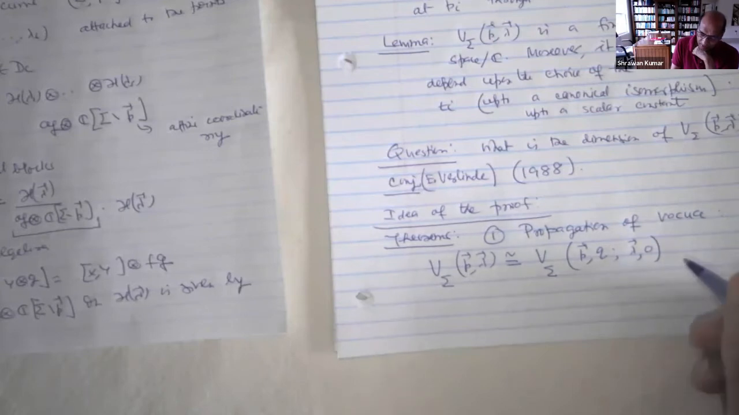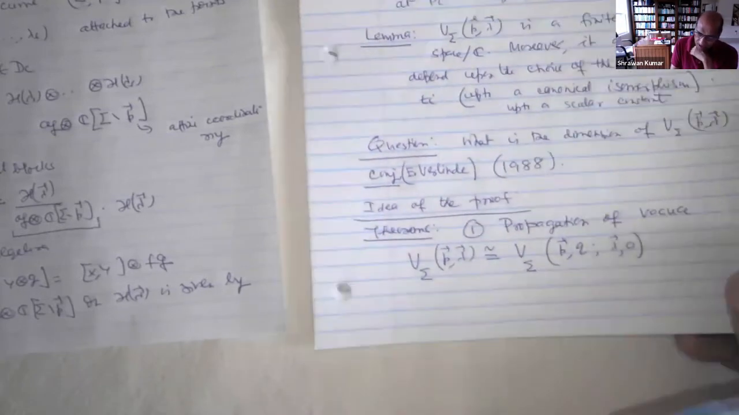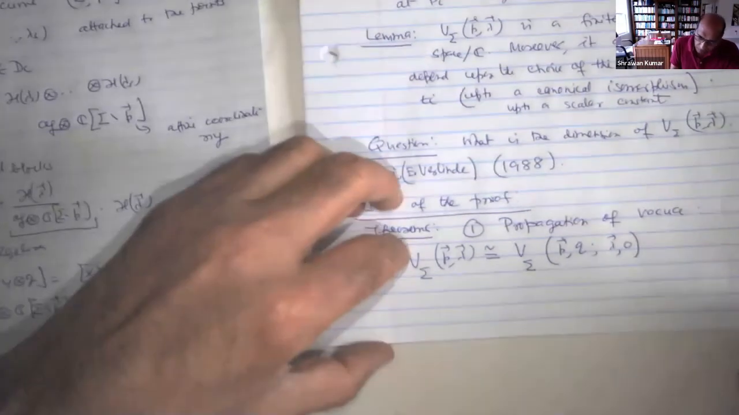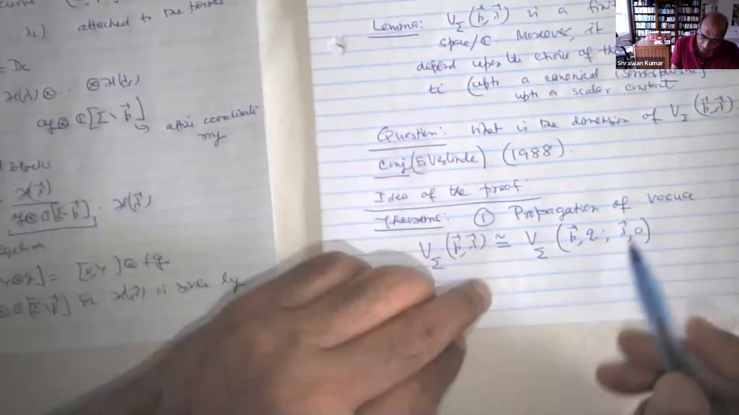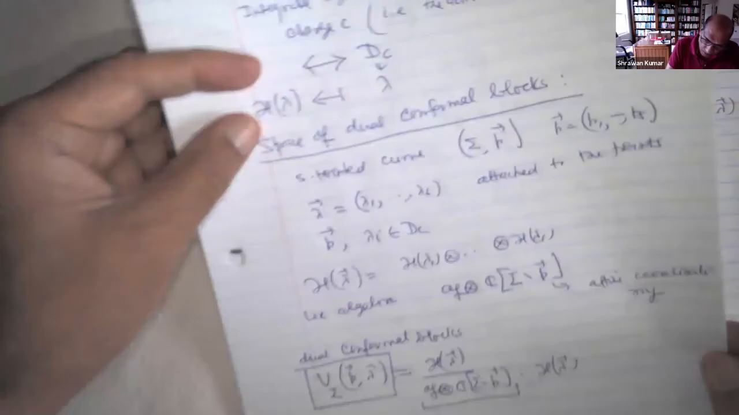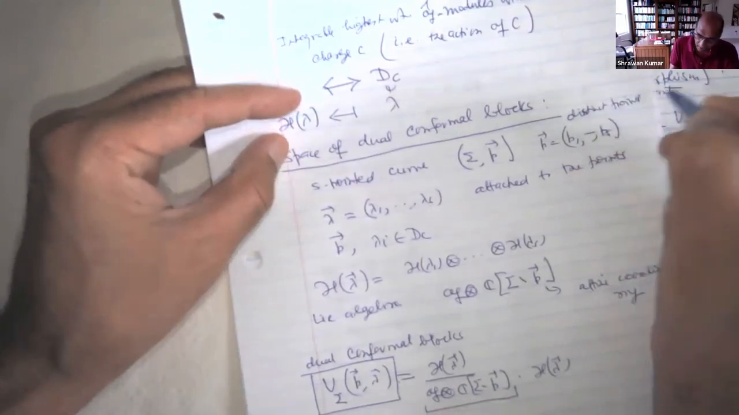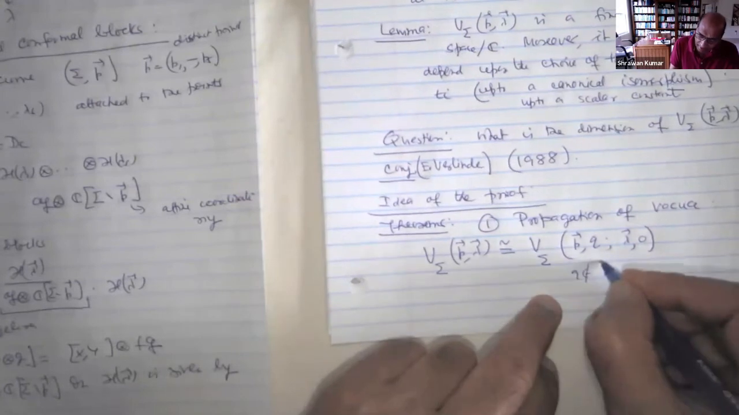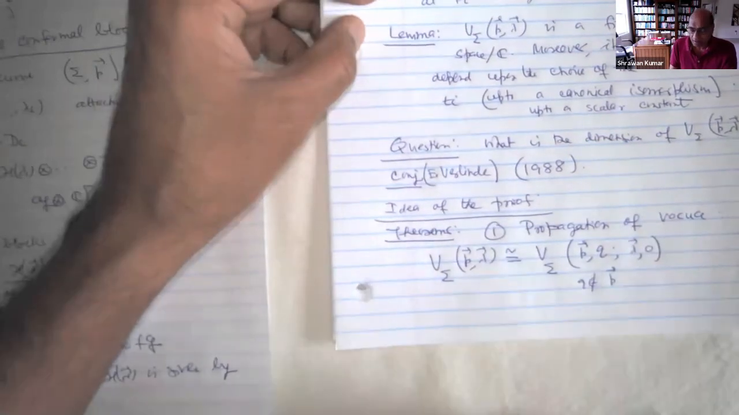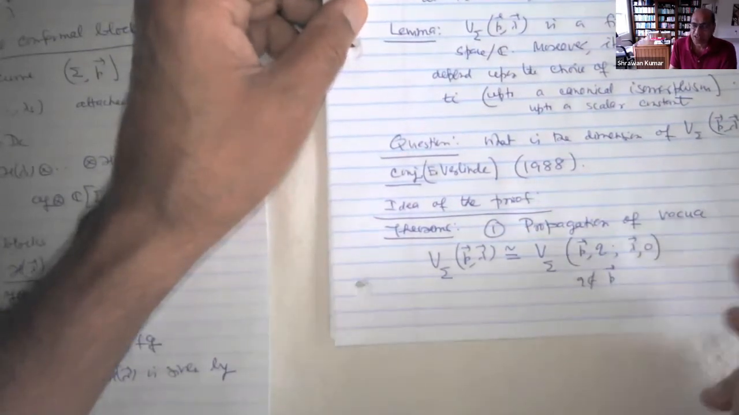So the corresponding representation is actually what is called the basic representation. So I am attaching one more point. Oh, I should have said P consists of distinct points, an S-pointed curve, so these are distinct points. And now I am attaching Q not in P, and to the point Q I attach the weight zero. So propagation of vacua says that you can add points to the S-pointed curve as long as you attach only the zero weight, the space does not change.